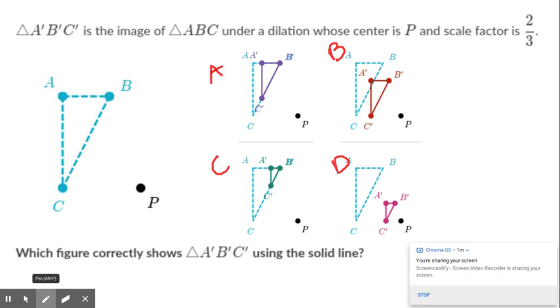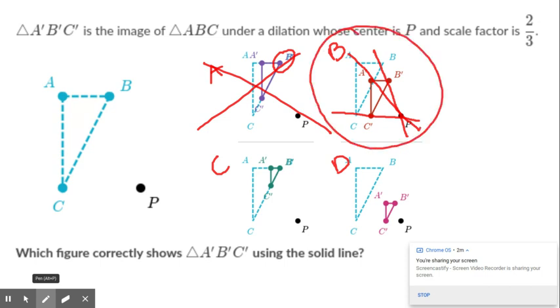If we take a look at option A, again, I think it's pretty good on size, but the issue with option A is it uses point B as the center of dilation, and we're supposed to use point P. So A is out. How about B? Well, for choice B, it looks like it's about 2/3 the size. And also, if I draw all these lines like we did before, we can clearly see that P is the center of dilation, and it's about 2/3 the size. I'm going to go with choice B right now.